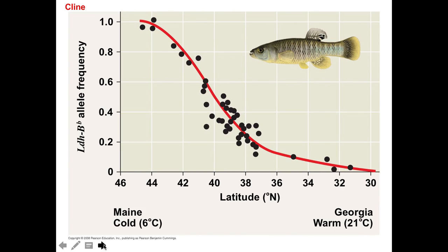This is an example of a cline, and over here we can see the allelic frequency, and this is the latitude. This is the frequency of the allele of the heterozygotes, and you can see that as they go further south, going from cold to warm, the frequency in this fish of whatever trait this is, I don't know what this gene stands for, goes down based on how warm it is.